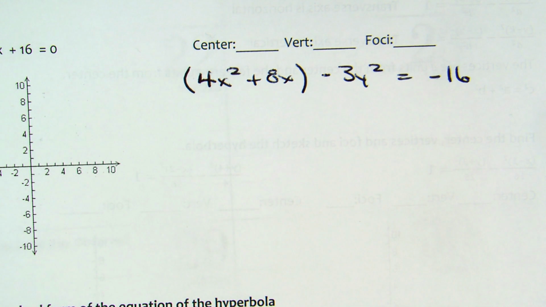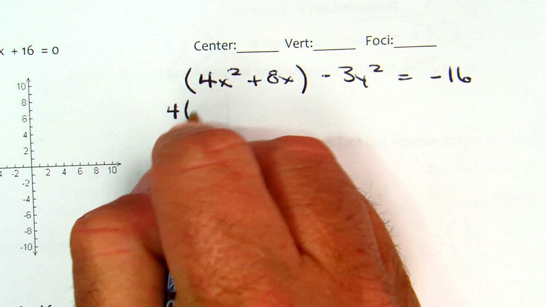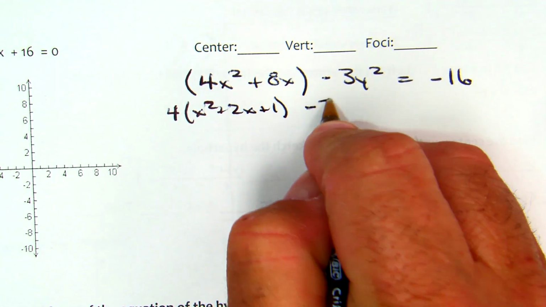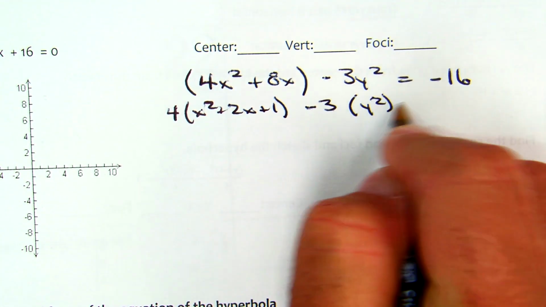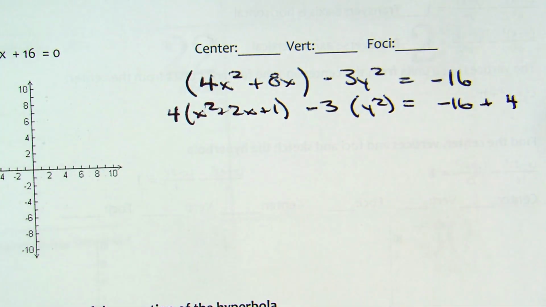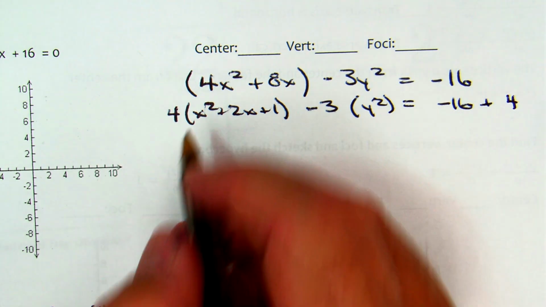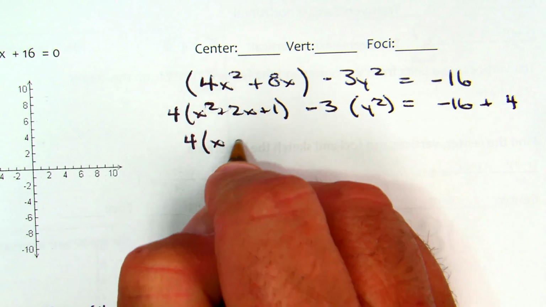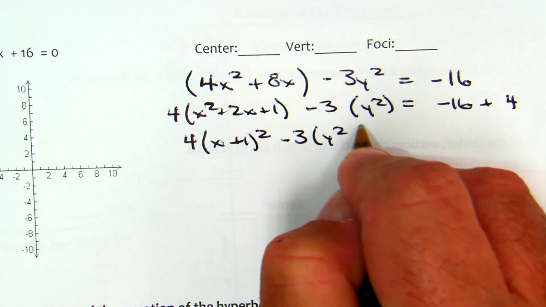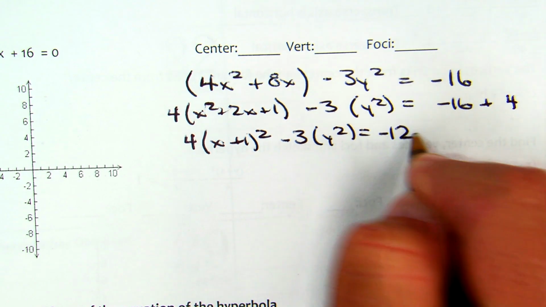What is my coefficient of x squared? 4, so I'm pulling it out. Completing the square, and then adding 4 on the opposite side. All good? Make sense? All right, now I'm going to do a little bit of factoring. Clean up a little bit. 4 times x plus 1 squared minus 3 times y squared equals negative 12.